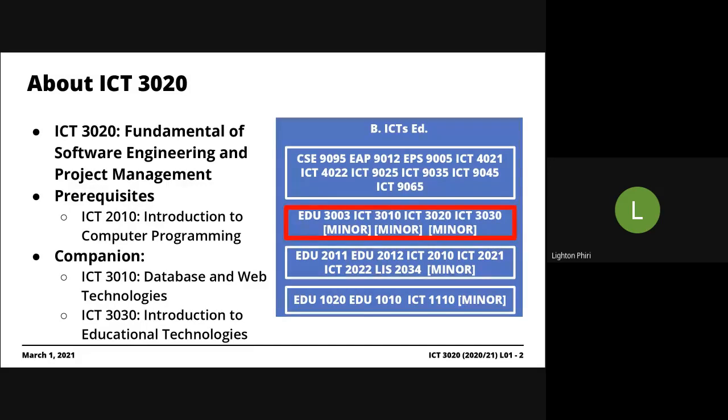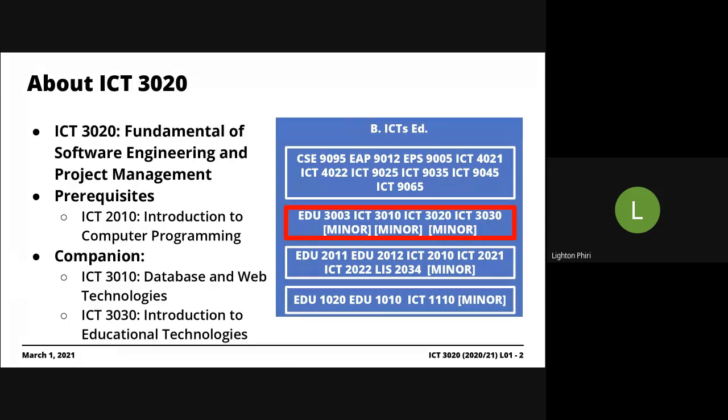Another important thing here is that there's a prerequisite course associated with 3020, and that's 2010. The implications are obvious, right? There are certain assumptions that are going to be made as we cover the various topics in this course. We will assume that you know how to program. We will assume that you were introduced to certain fundamental programming concepts, right? So there'll be nothing like revisiting things that were done in 2010.